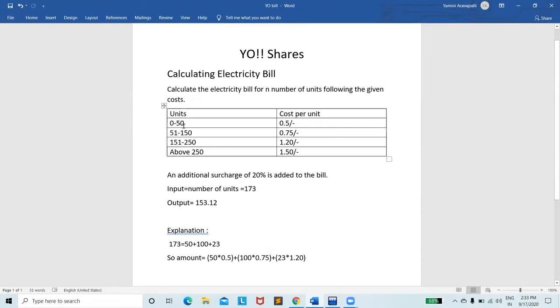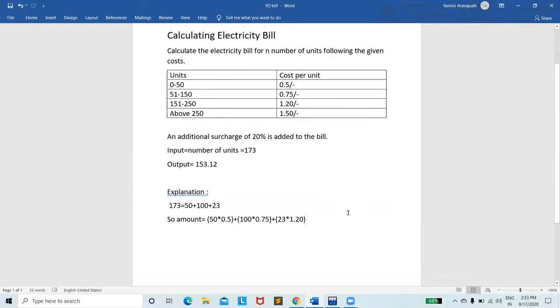The given cost is, for 0 to 50 units, the cost per unit is 0.5 rupees. For 51 to 150 units, the cost per unit is 0.75 rupees. And for 151 to 250 units, it is 1.20 rupees. It is per unit cost, remember that. And for above 250 units, the cost per unit is 1.5 rupees. So that is the required cost. And also with that, an additional surcharge of 20% is added to the bill.